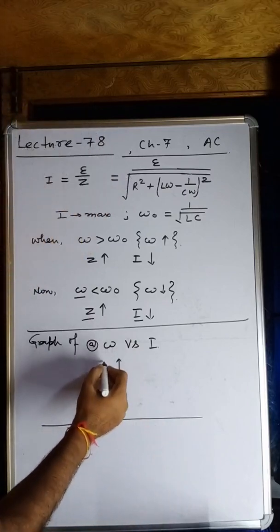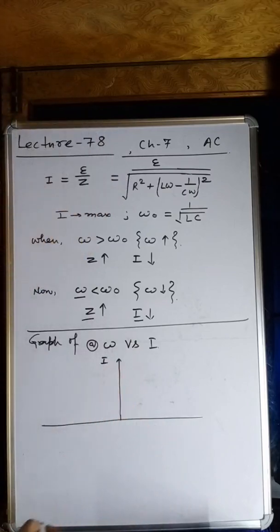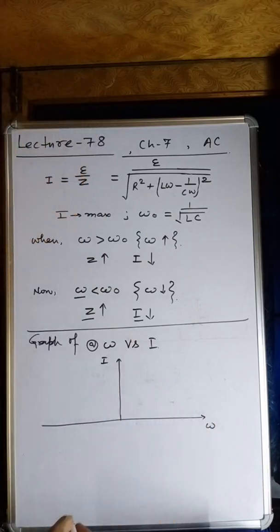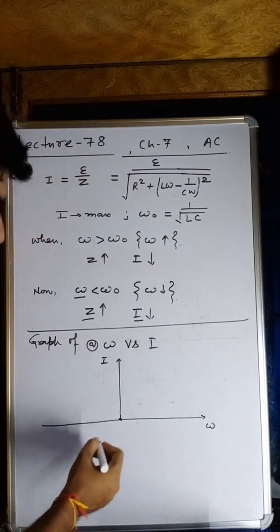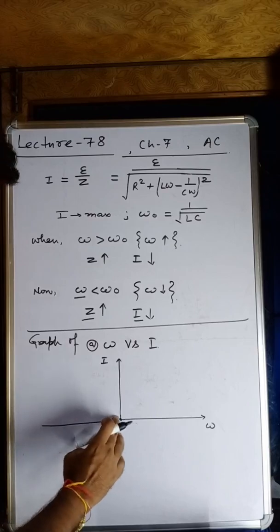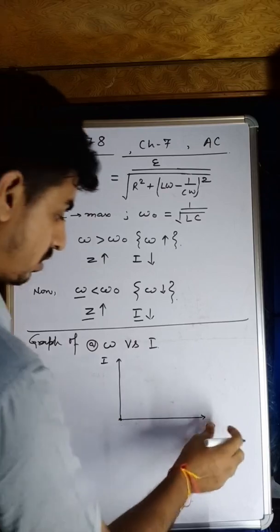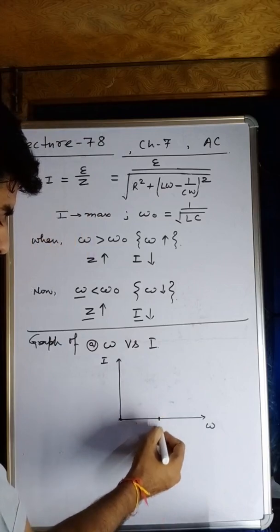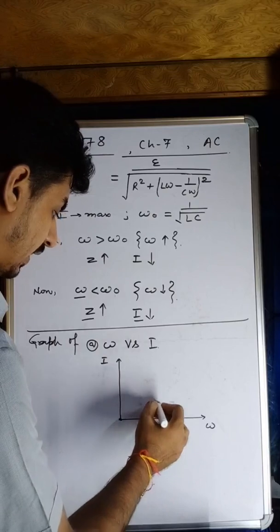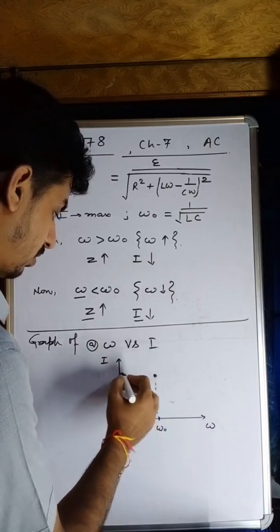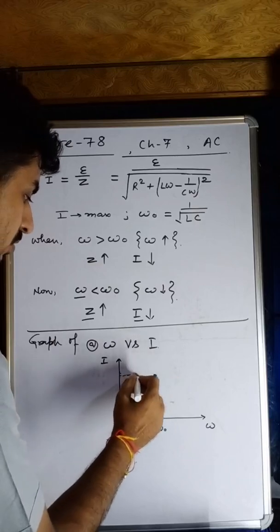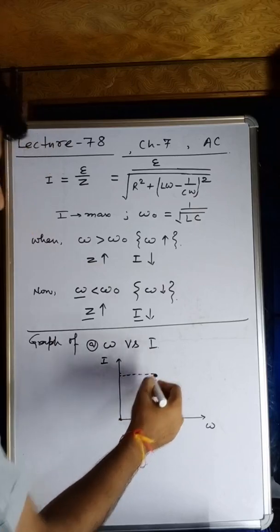On the y-axis we are taking the current, and on this axis we are taking the omega. My dear students, suppose this is the omega. We have not chosen this as the origin. Suppose this is the omega naught, and we are having the current at its maximum value. This one is the current.